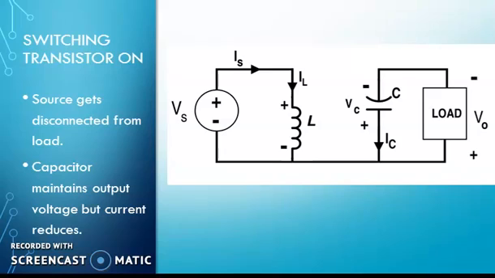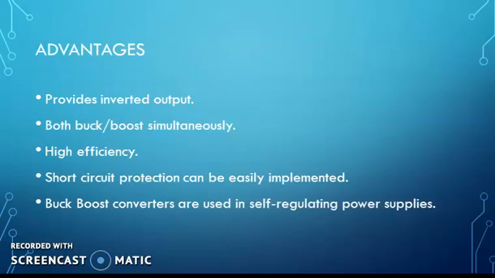So when the switch is in off condition, it will act as a boost converter. When the switch is in on condition, it will act as a buck converter. It provides inverted output. It will work as both buck and boost simultaneously. It has higher efficiency. Short circuit protection can be easily implemented. Buck boost converters are used in self-regulating power supplies.